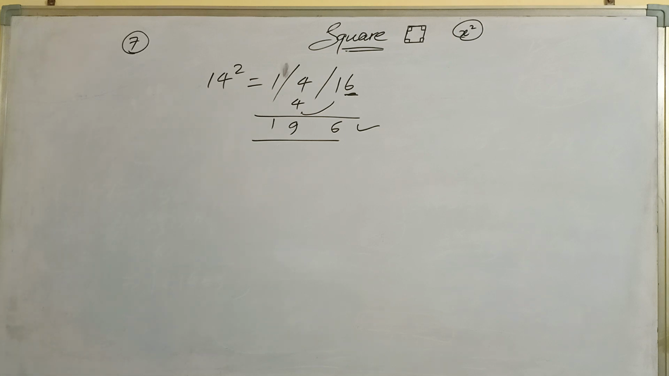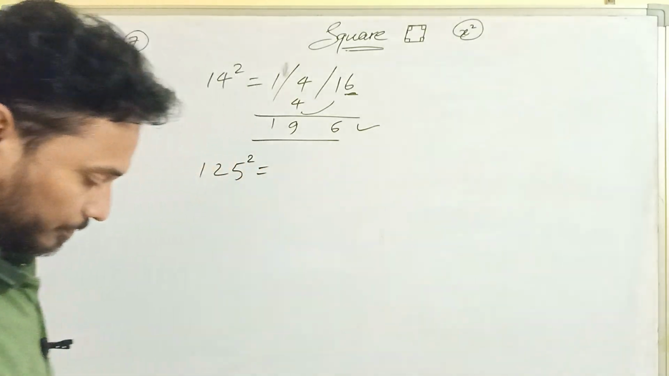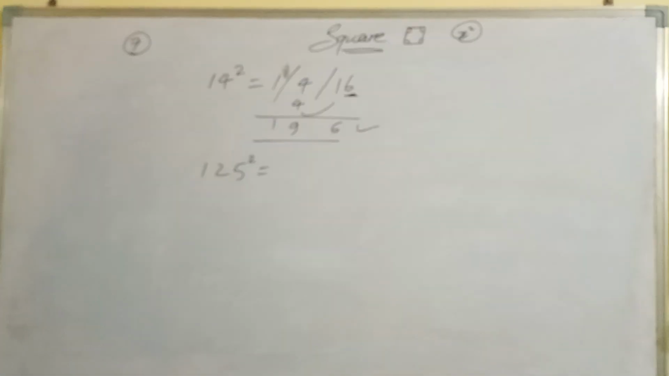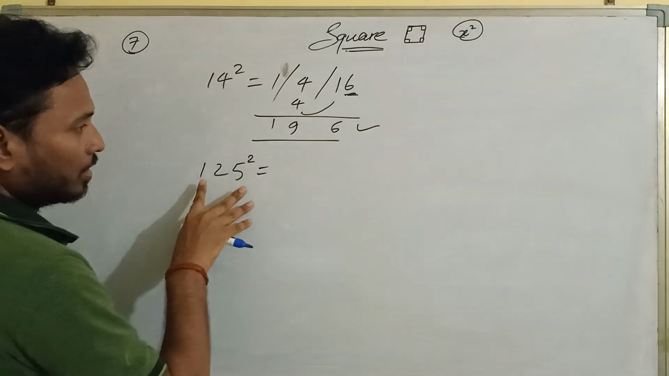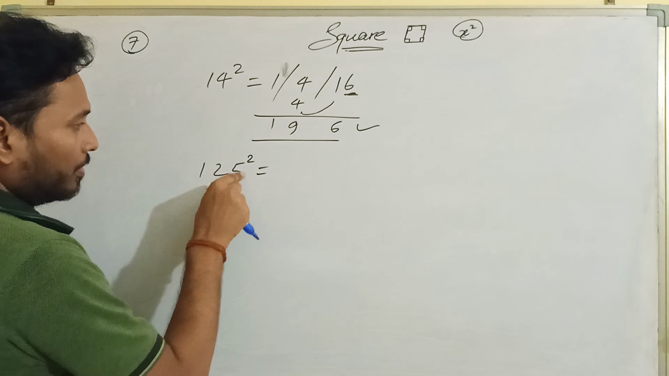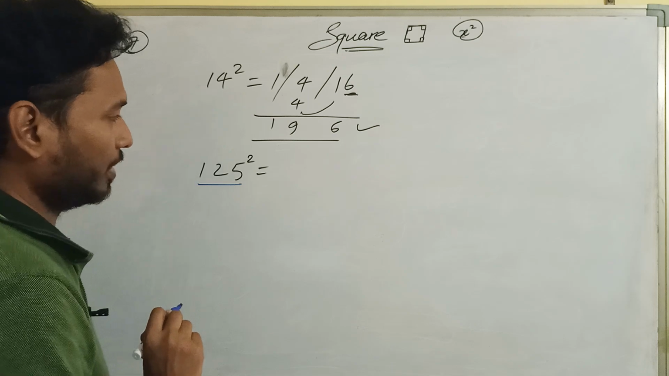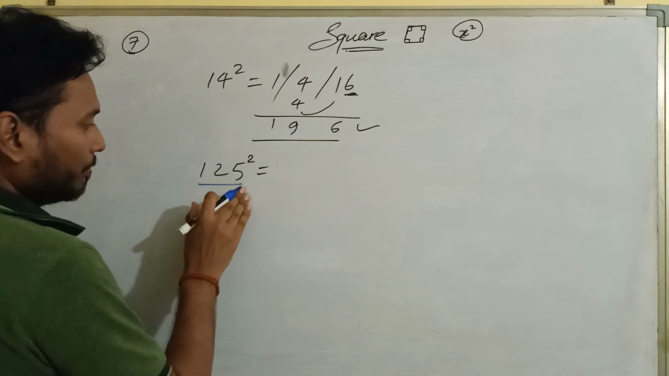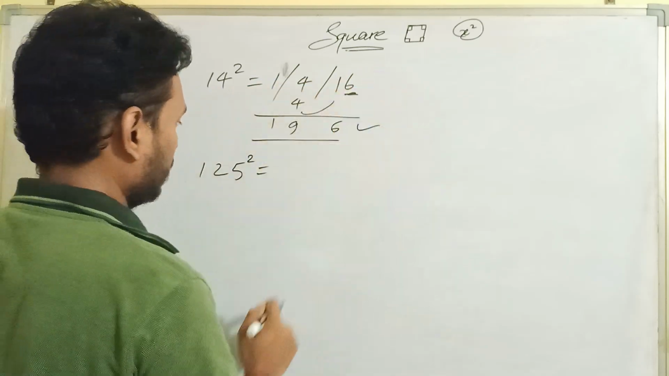Now, what is the square of 125? I will tell you one more method if there are 3 digits. Okay, I will tell, but before we tell you, first we should follow the rule, this method.